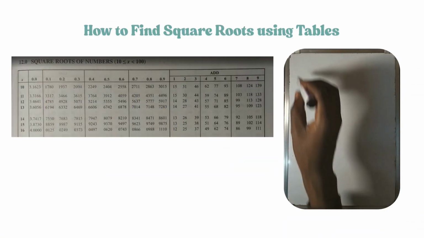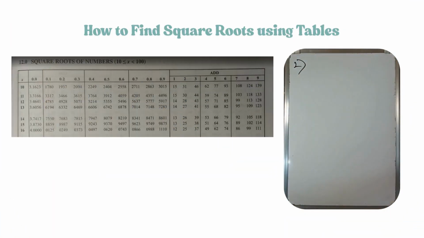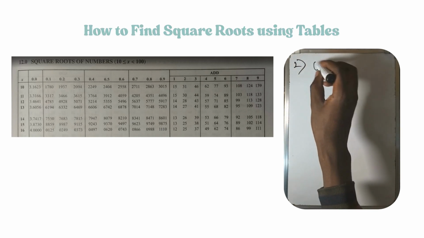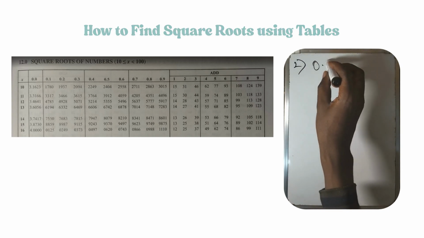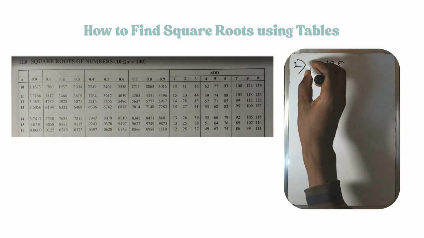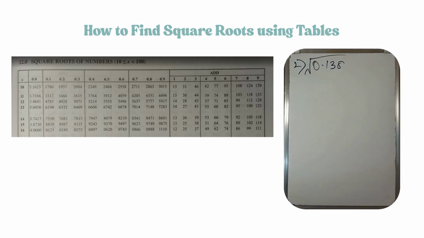Let's look at the second example. The second problem involves the square root of numbers that we can't get directly from the mathematical table, like this number that is less than 1, 0.138. Find the square root of a number that's less than 1. So the first step will be to change this to the standard form.